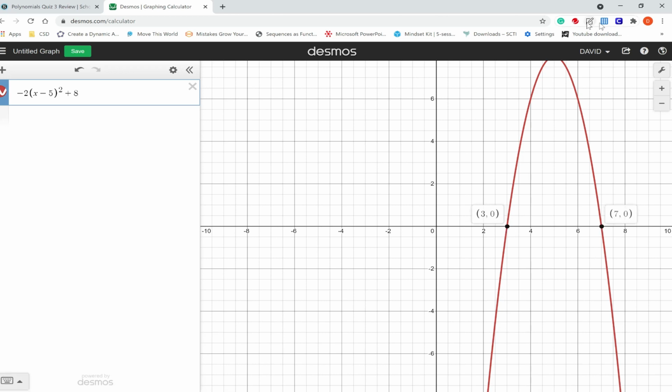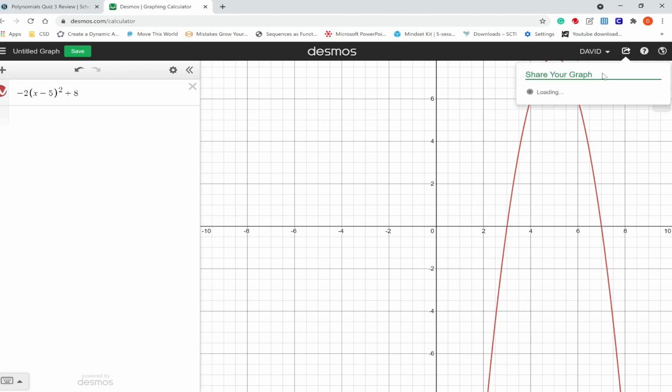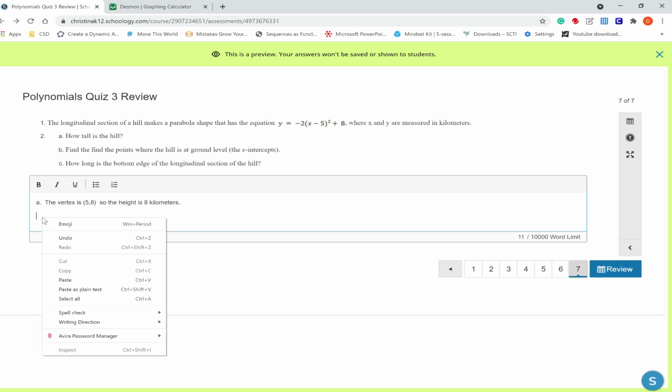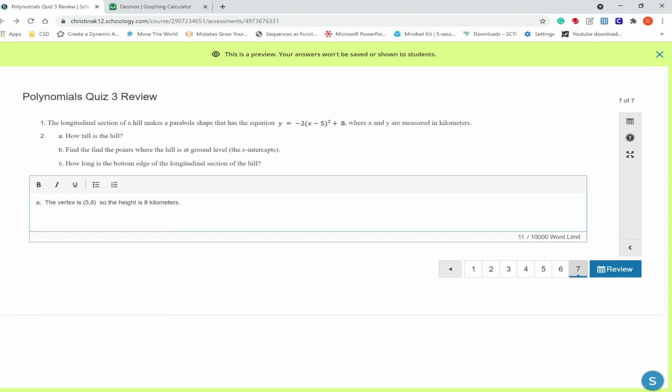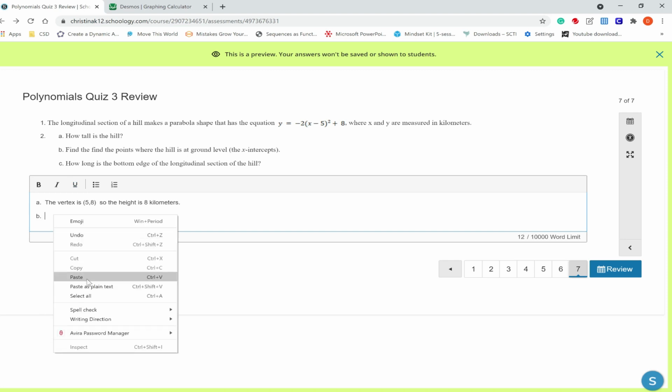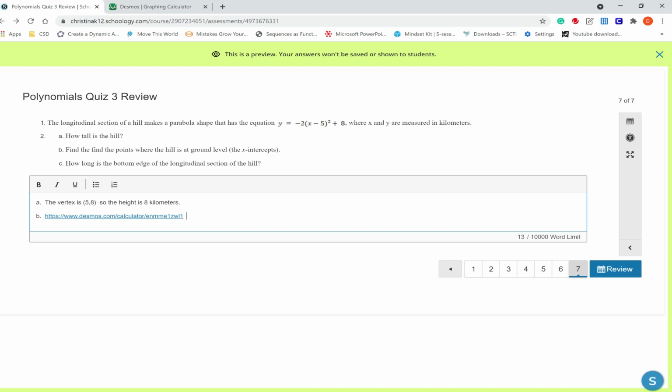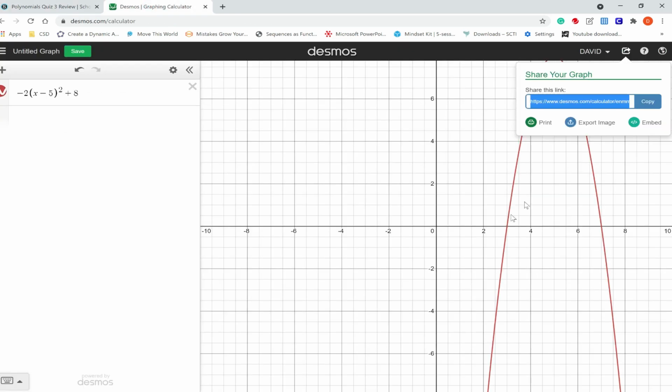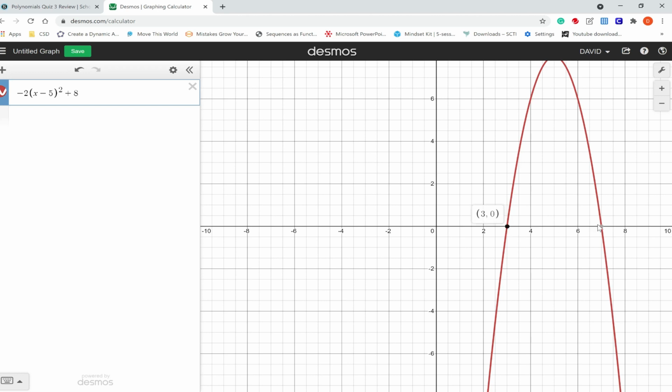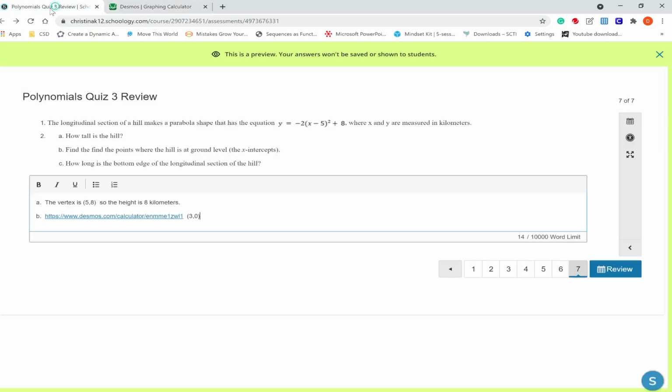If we want to, we can just copy this in, so we can show that we entered the graph correctly. So we can just type in B, type in our work, and we can just show 3 comma 0, and the other one was 7 comma 0.